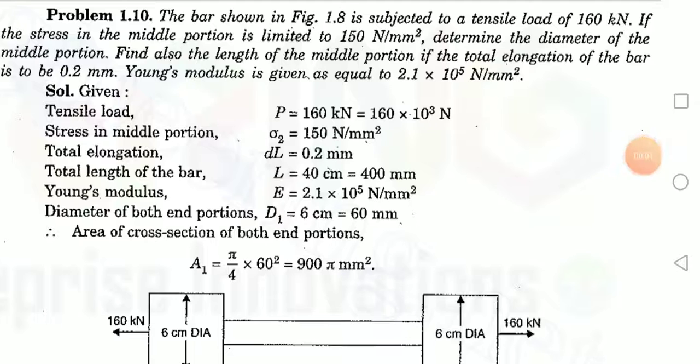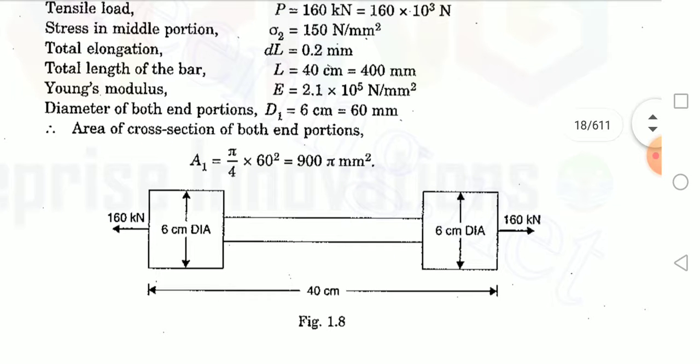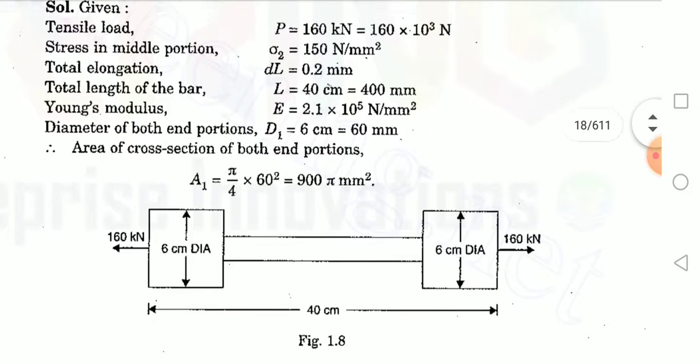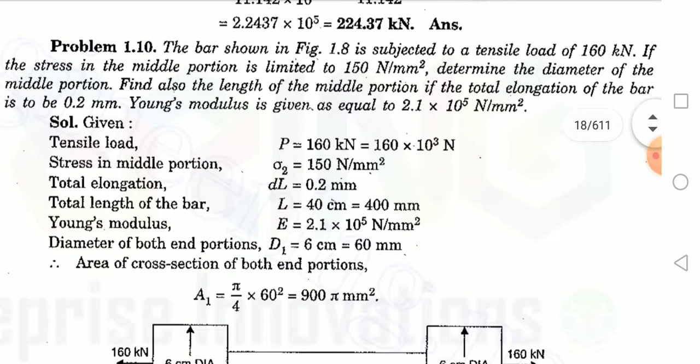So next problem, a stepped rod having 6 centimeter diameter at both ends and the load of 160 kilonewton acting at both ends. So we want to find out the length as well as the diameter of the middle bar. Okay, so let us go to this problem.